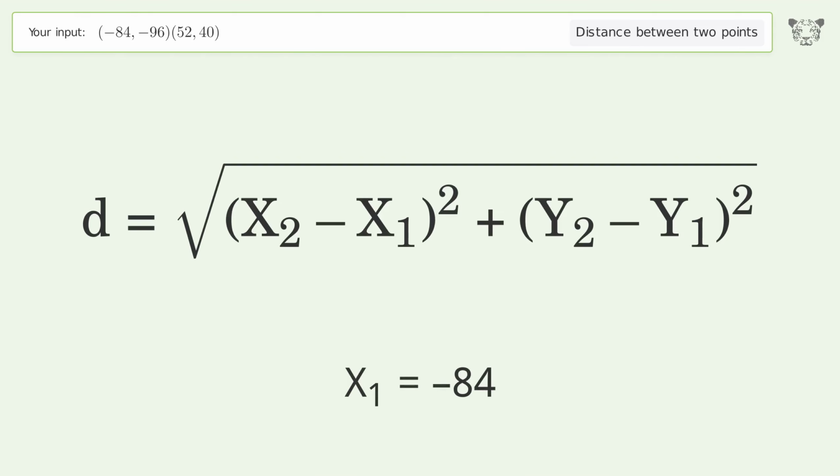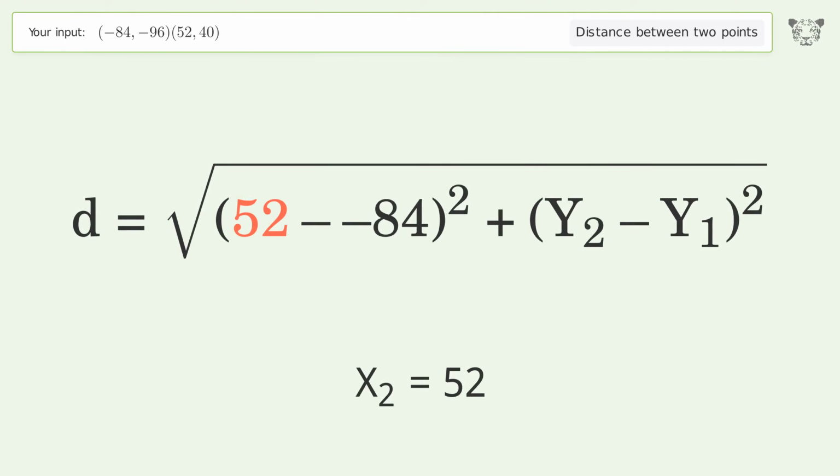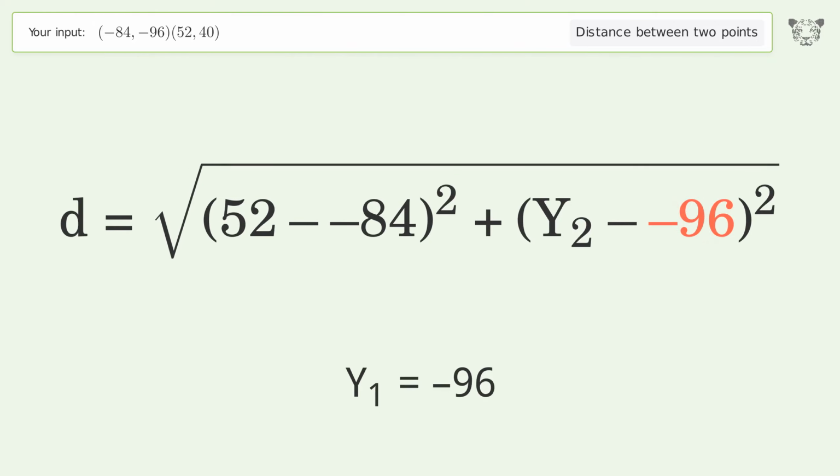x1 equals -84. x2 equals 52. y1 equals -96. y2 equals 40.